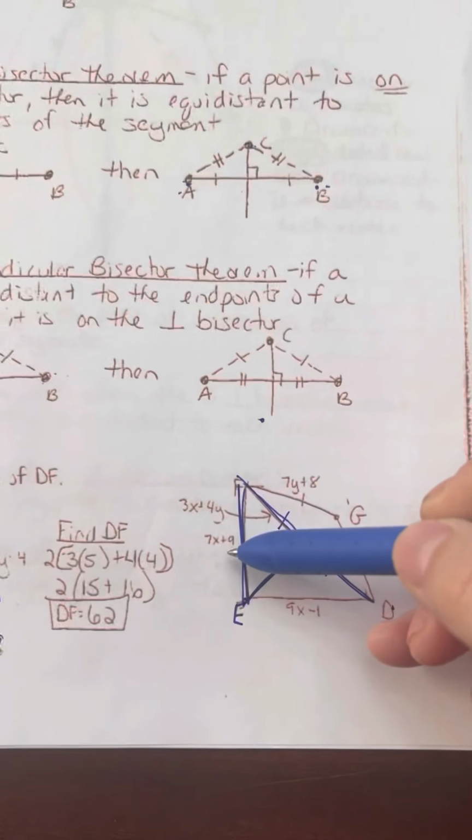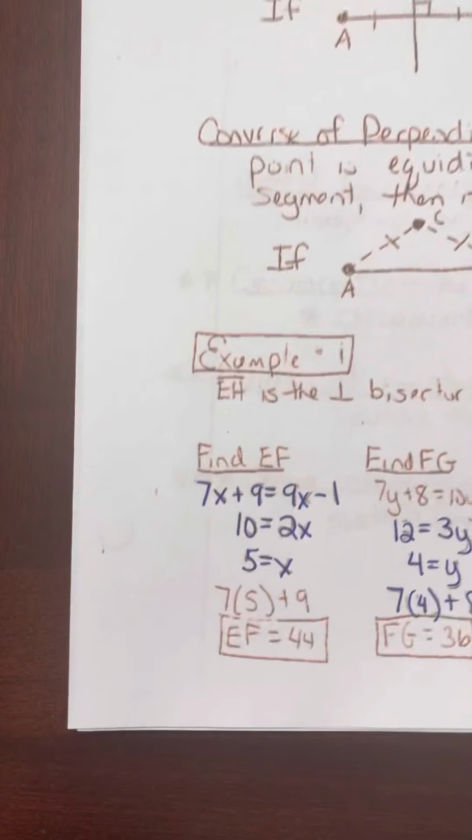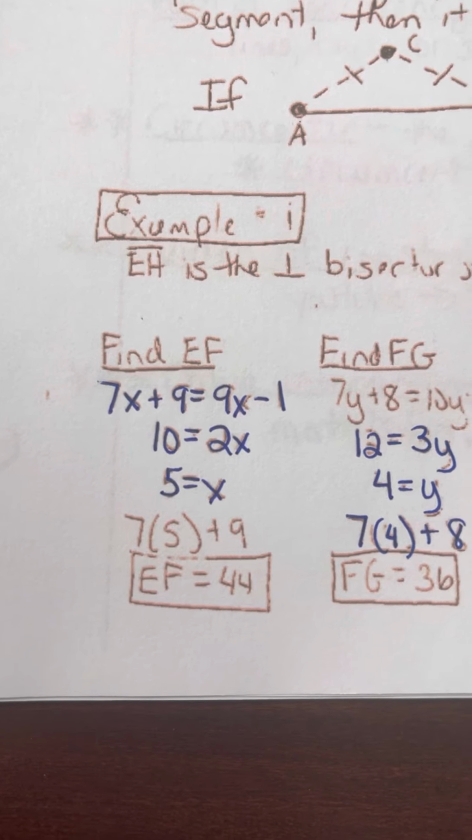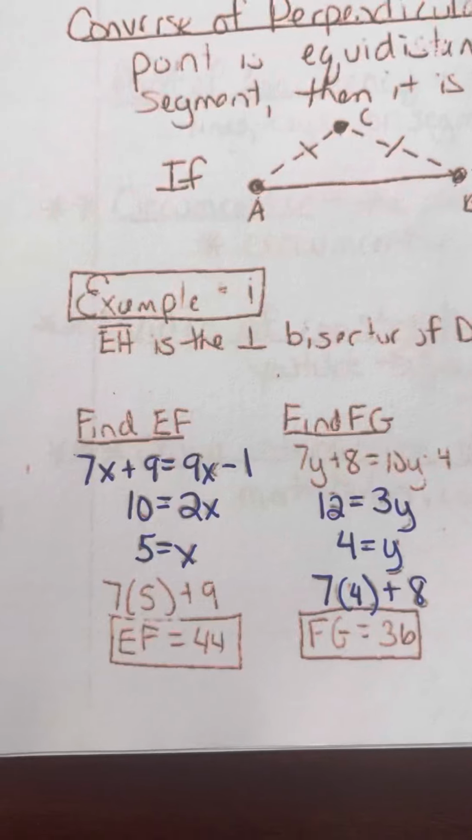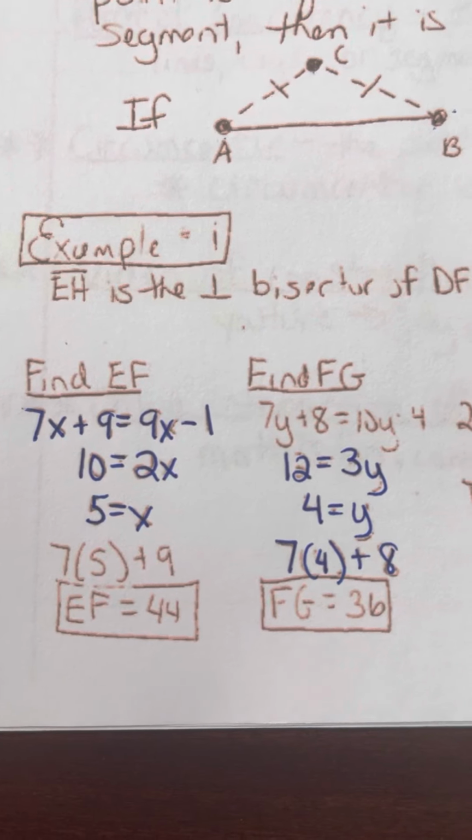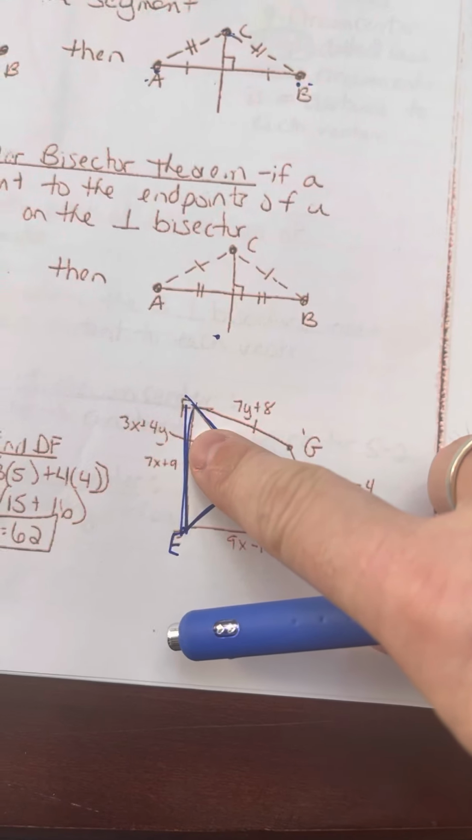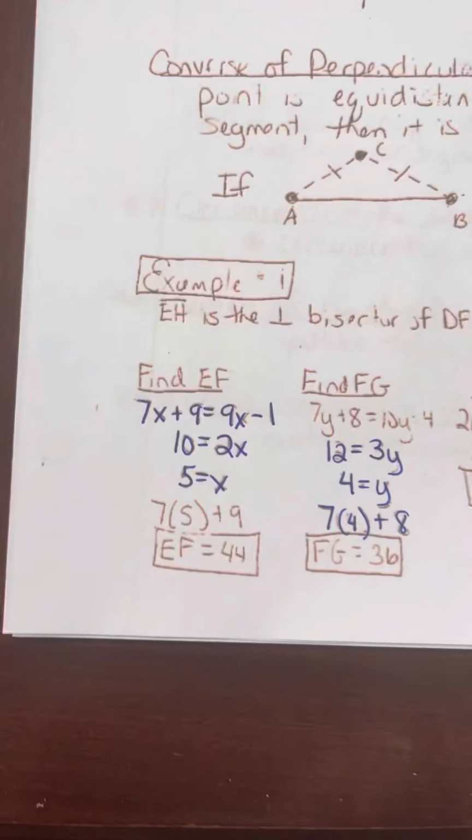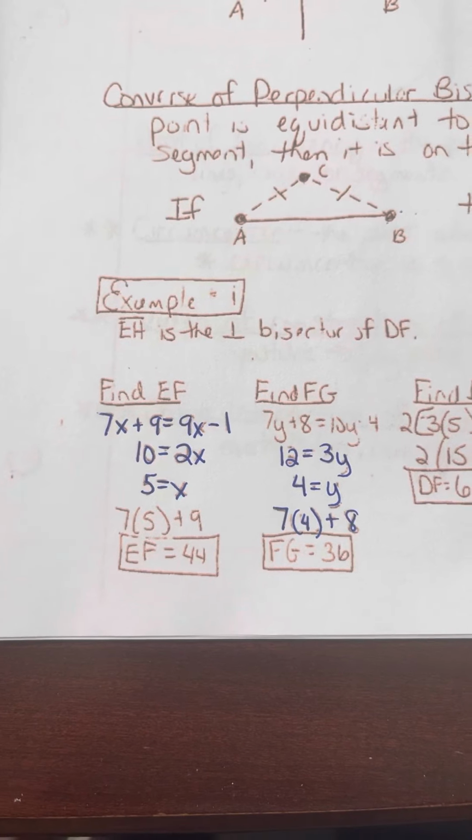So I'm going to use these two expressions and set them equal to each other. So that's what I did over here. I set 7x plus 9 equals 9x minus 1 and solved for x. I found that x is 5. And again, I need to find what EF is. So I plug 5 into this expression. So 7 times 5 plus 9, EF is 44.